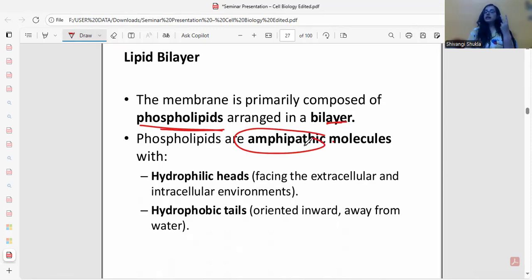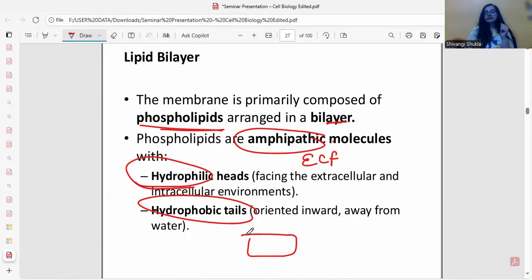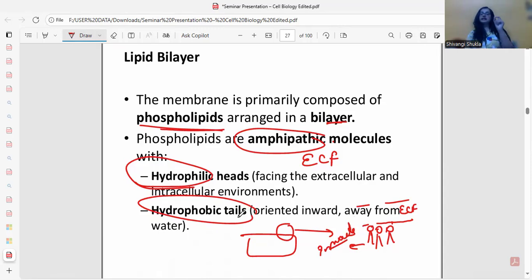Why amphipathic? Because they have two types of polarities. They have hydrophilic heads, and they have hydrophobic tails. So heads, because they are hydrophilic, that is water loving, will face the extracellular fluid. For example, this is the cell. If I zoom into this portion, I'll see that this is made up of a lipid bilayer, and this head faces towards the extracellular fluid, and this tail faces inwards. So this is obviously hydrophobic, that is, it has the fear of water, so it is oriented inwards away from water.